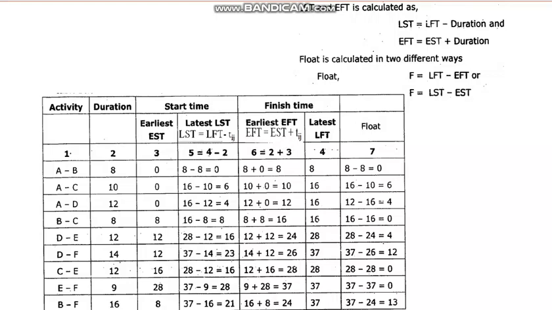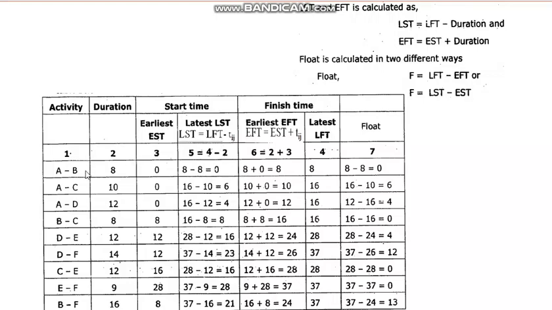Okay. Now we have the first column, second column, third column, fourth column, fifth column, sixth column, and the seventh column is the float. Now float is calculated in two different ways. Float can be LFT minus EFT or LST minus EST. Latest finish time minus earliest finish time is float, or latest start time minus earliest start time is also float. Any of the formulas you can use, because both will work out the same. Okay, same values you will get.